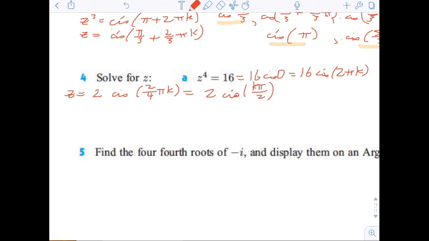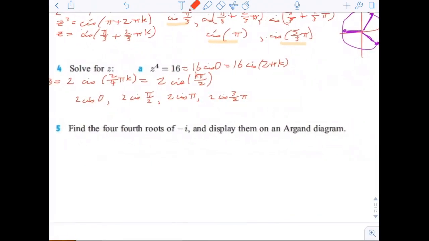And there are 4 roots here, so we'll start with k equals 0. K equals 0 will give us 2 cis 0. And then k equals 1 will give us 2 cis pi over 2. K equals 2 will give us 2 cis pi. And k equals 3 will give us 2 cis 3/2 pi.